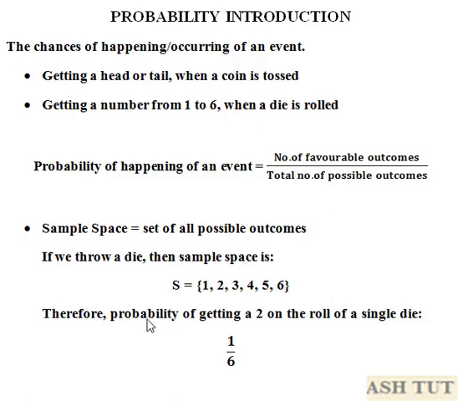Now the example: the probability of getting a 2 on the roll of a single die. If you roll a single die, what are the chances that you will get 2? Now 2 is a single value, so the number of favorable outcomes is only one, so it is 1. And how many total outcomes are there? Total are 6, so 1 by 6. So the probability of getting a 2 or 3 or 4 or any number on the roll of a single die is 1 by 6.